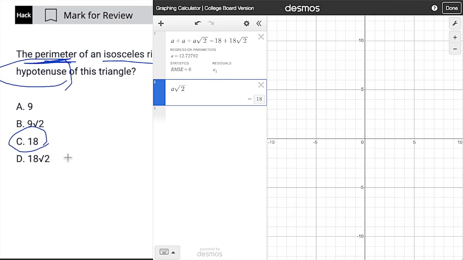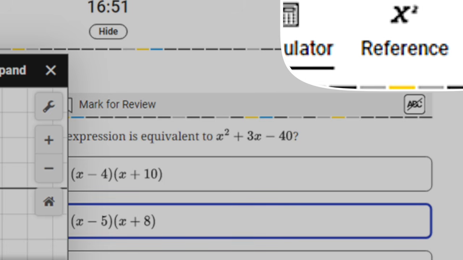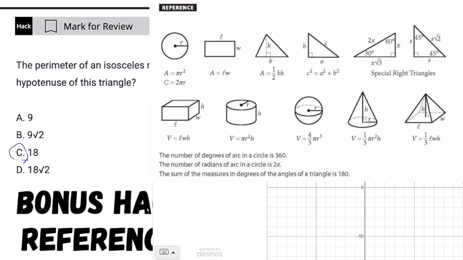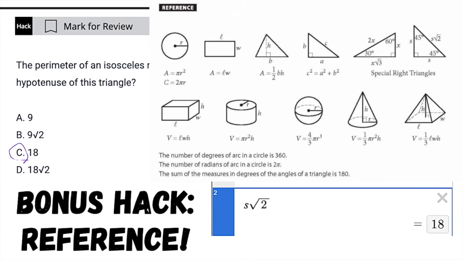And I guess a little bonus hack for you. Don't forget to use your reference sheet if you forgot the rule of a 45, 45, 90 triangle, or you forgot the rule of area of a triangle or anything like that. There's a ton of free formulas just waiting for you. So don't forget about that.